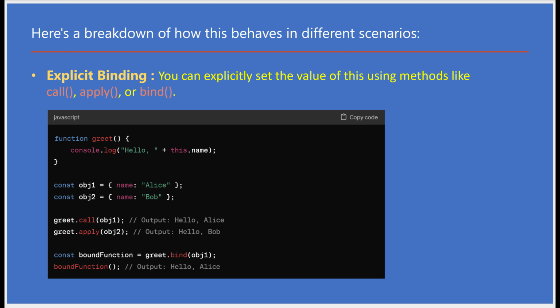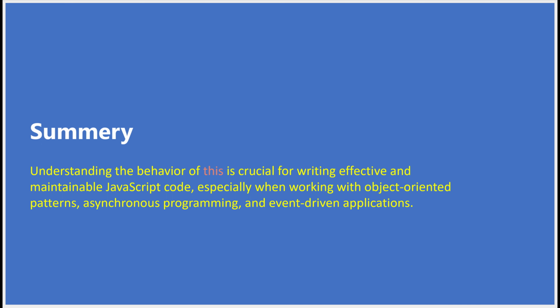To sum up, understanding the behavior of this is crucial for writing effective and maintainable JavaScript code. It's a dynamic and versatile keyword that adapts its value based on the context in which it's used. Whether you're working with object-oriented patterns, asynchronous programming, or event-driven applications, knowing how this behaves will surely give you a leg up. So keep exploring, keep coding, and remember, JavaScript is a journey, and this is a key part of it.